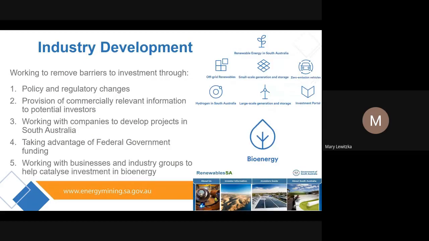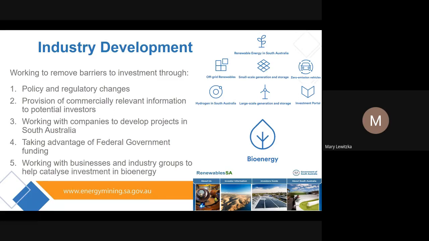The industry development that we've been doing in South Australia sits around working to remove barriers to investment, and some of this is through policy and regulatory changes. For instance, there were some regulatory changes around land access for wind farm development, and provision of commercially relevant information to potential investors, for example the Bioenergy Roadmap for South Australia, which I'll talk about briefly later.